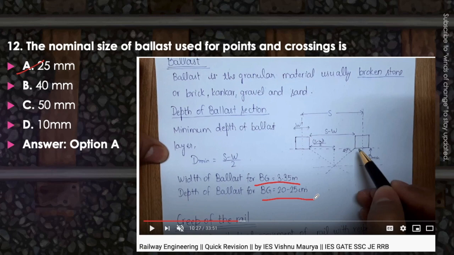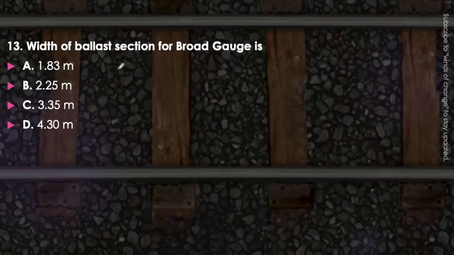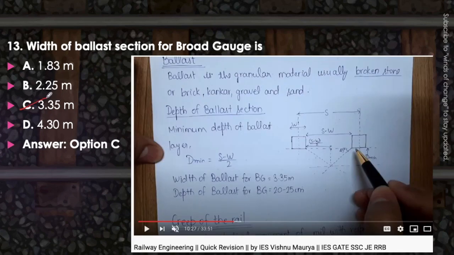Next question. The width of ballast section for broad gauge track is, as we have already discussed in the previous question, 1.83, 2.23, 3.35 or 4.3 meters. So what will it be? It will be 3.35 meter, that is option C. We have already discussed it. 3.35 meter will be the answer.